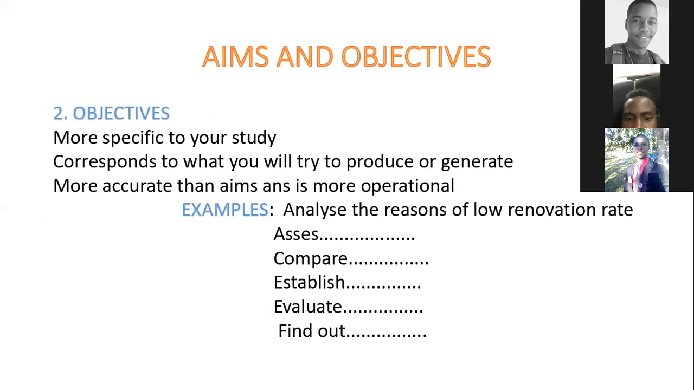Then objectives are more specific to your study. These correspond to what you would try to produce or generate. Examples of objectives: analysis of something, assessing, comparing, establishing, evaluating, finding out. You're also using verbs. Finding out, evaluating. You want to find out about something. You want to evaluate. You want to establish.